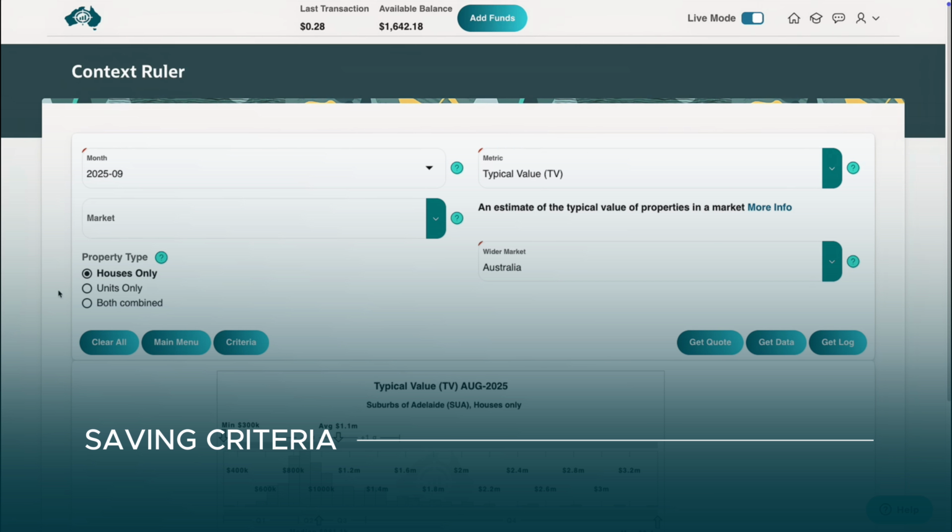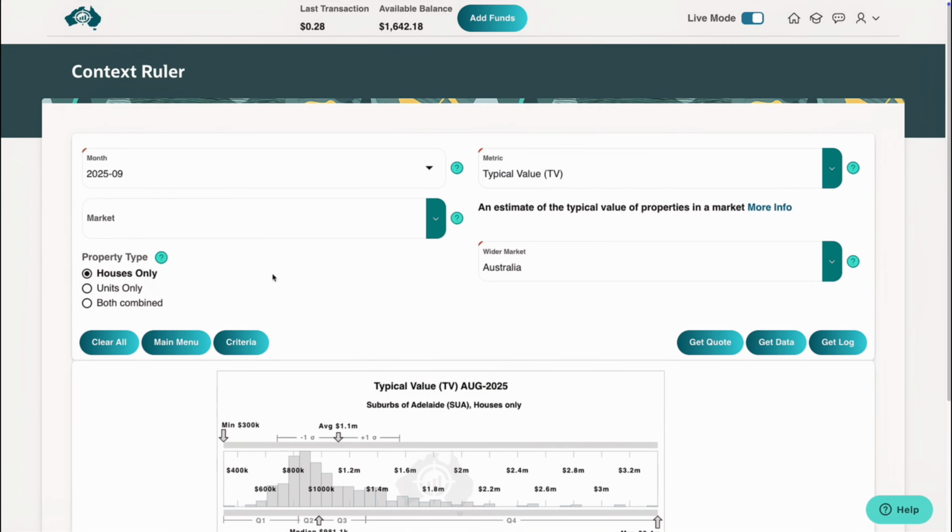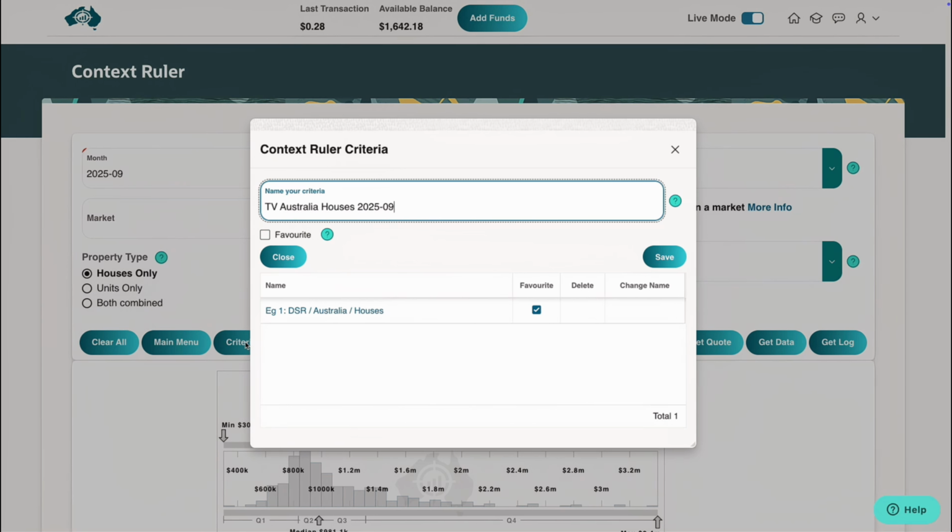Now, if there are criteria you prefer that differ from the defaults, then you can save that criteria using this button. You can give your criteria a name and you can mark it as your favourite. When you return to the context ruler, your favourite settings will be defaulted instead of the system ones.